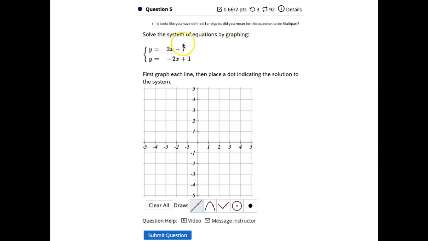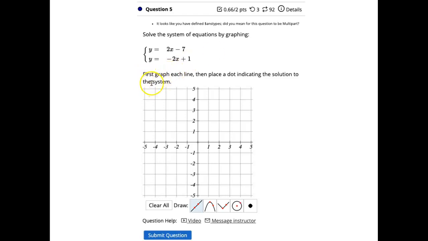In Module 4, we'll be talking about solving systems of equations. One of the ways that we can solve systems of equations is by graphing. Just to make sure you are with me on this, a system of equations is two different equations graphed on the same grid, right? And their solution is the point in which those two lines intersect each other.